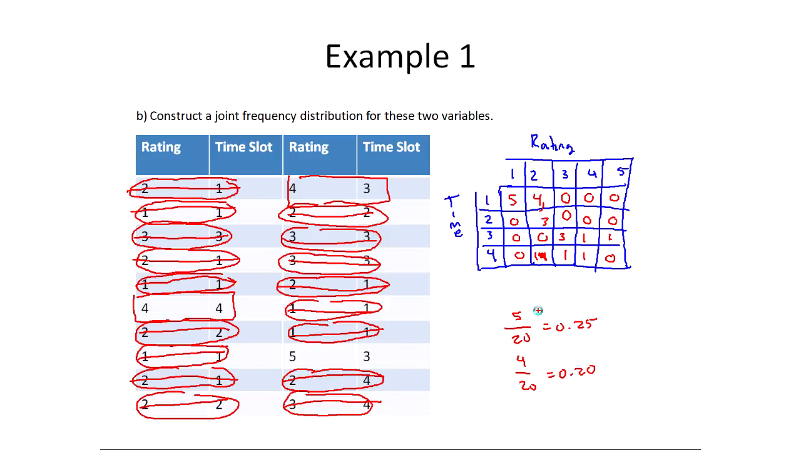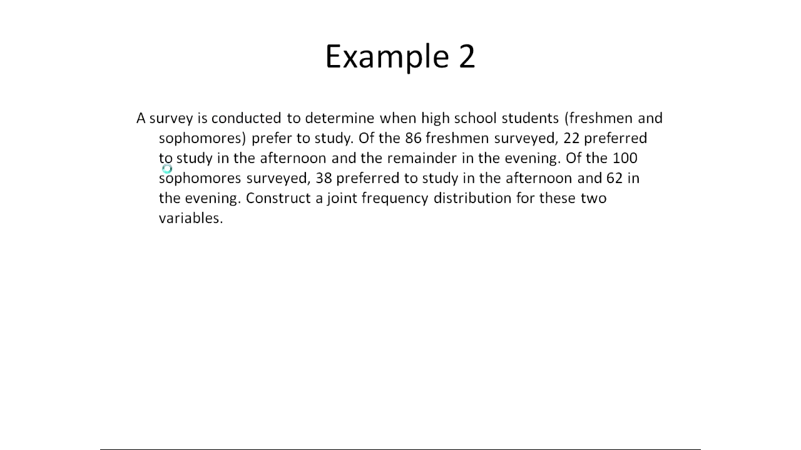Okay, so let's take a look at one other type of problem that could come up with these and another way the data might be presented. Okay, so in this particular one, we're told how the information broke down. We're not given the data set itself. So it says a survey is conducted to determine when high school students, freshmen and sophomores only, prefer to study. And then we're given the breakdown of when freshmen like to study. Either it was in the afternoon or in the evening.